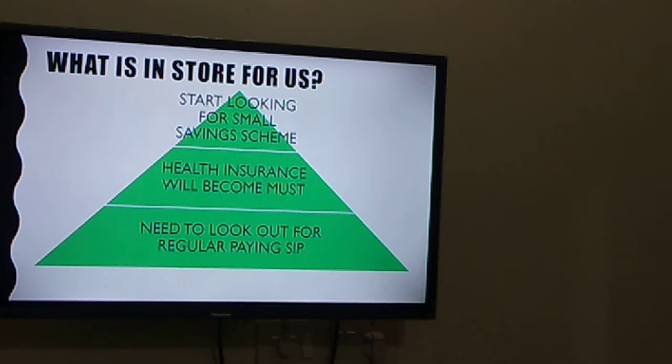Though there is instability, and a little bit of shakeup in the market, when it comes to mutual funds, since it's a collective way of investing, the risk factor is very much reduced. So this would be the right time for you to start a systematic investment plan and start putting money in small quantities. So these are the three factors that we need to look at: small savings schemes, health insurance, and not to forget the regular paying SIP.